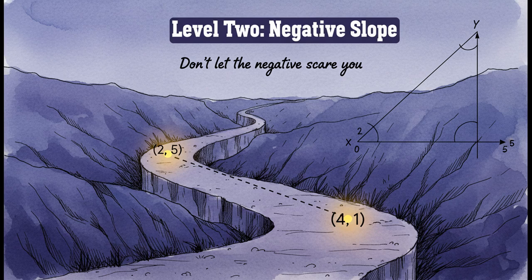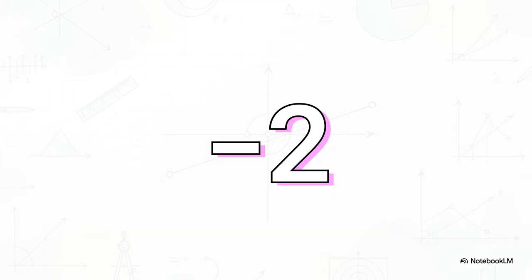But don't let that negative sign scare you off. The game plan is exactly the same. So again, step 1 is finding that slope. The change in y is 1 minus 5, which gives us negative 4. The change in x is 4 minus 2, which is 2. So negative 4 divided by 2 gives us our slope. m is negative 2. The only thing you've got to do here is be really careful with your signs.